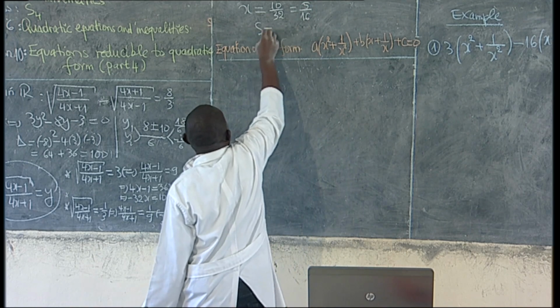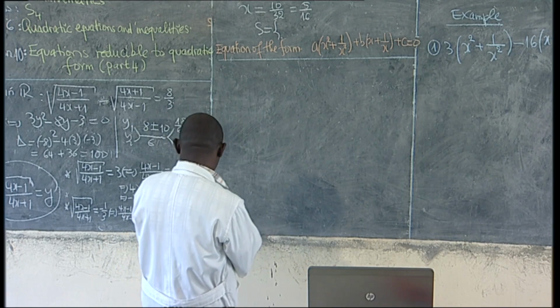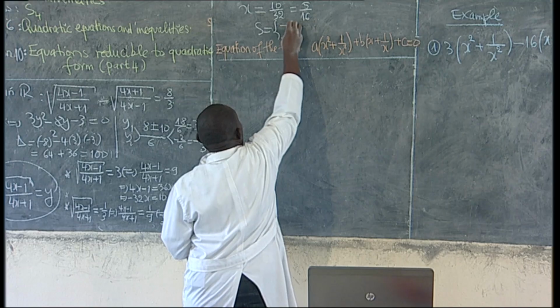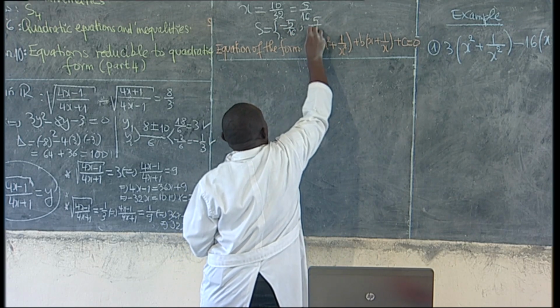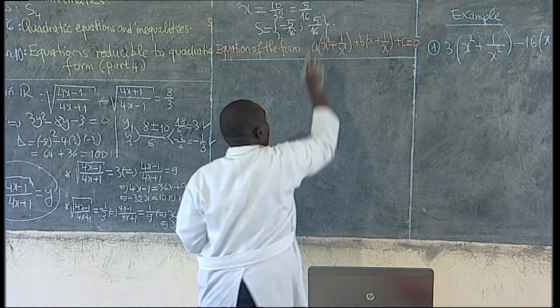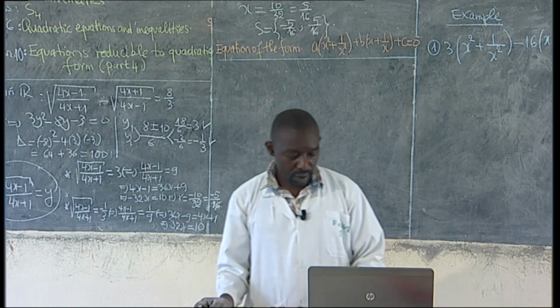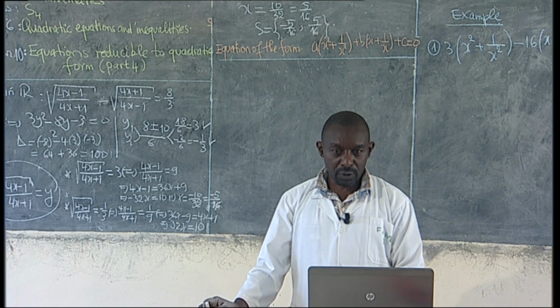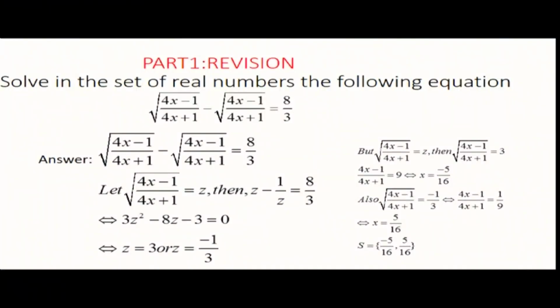So the set of solution, we have different values. We have negative 5 divided by 16, and 5 divided by 16. Check if your answer is similar to that one. I hope they are the same, isn't it?